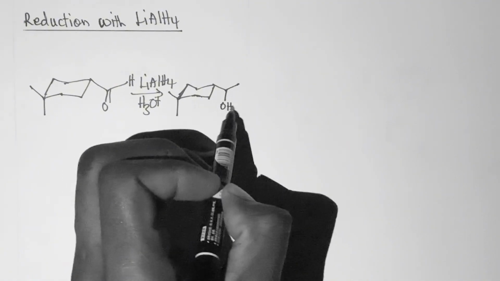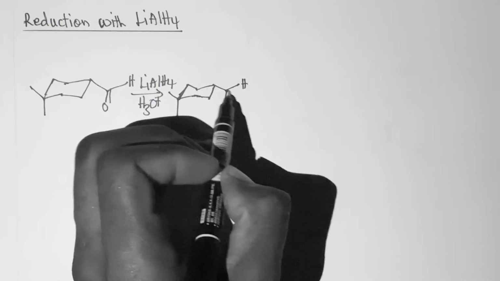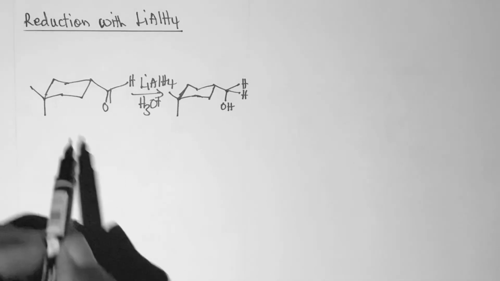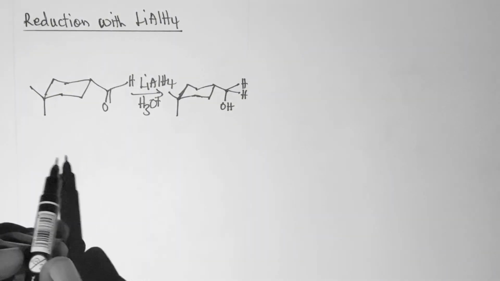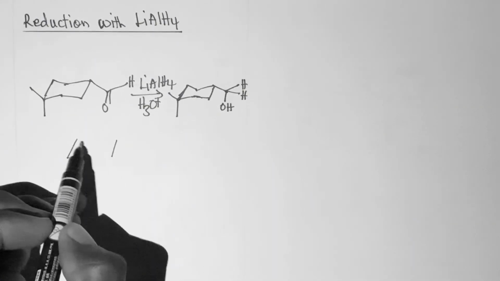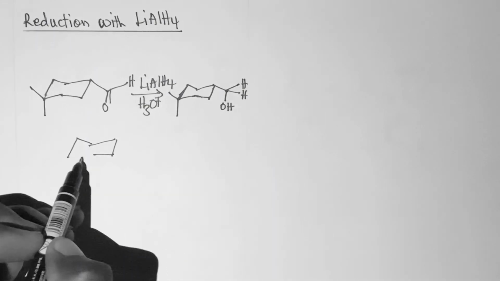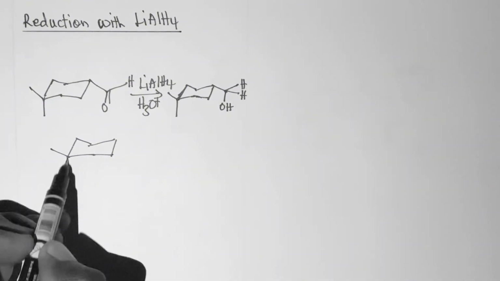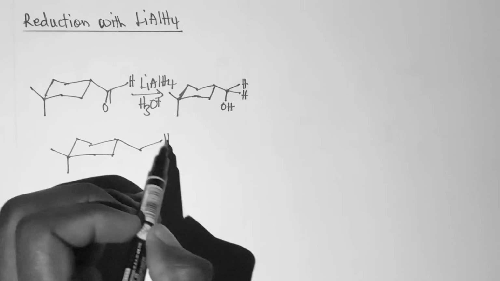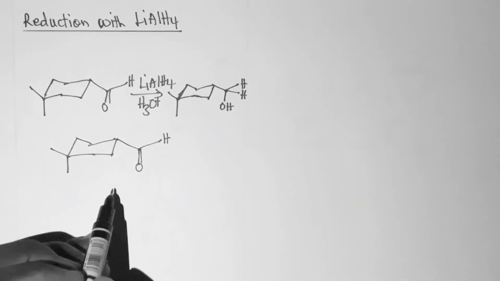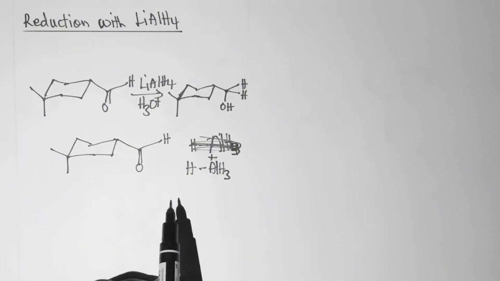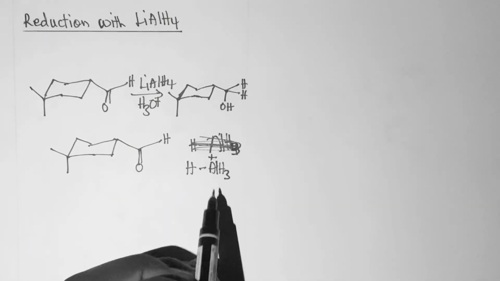So we'll form our OH here. There will be a proton here and there will be another proton here. So let's use the reaction mechanism to show this. So in solution, this is how lithium aluminium hydride will exist.